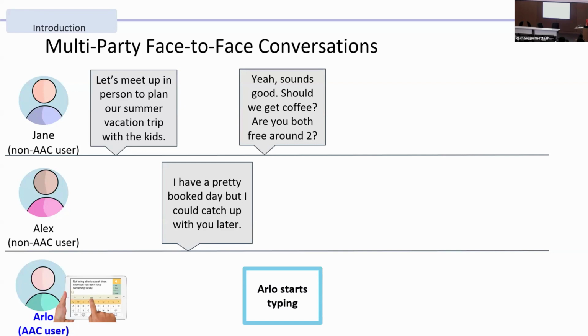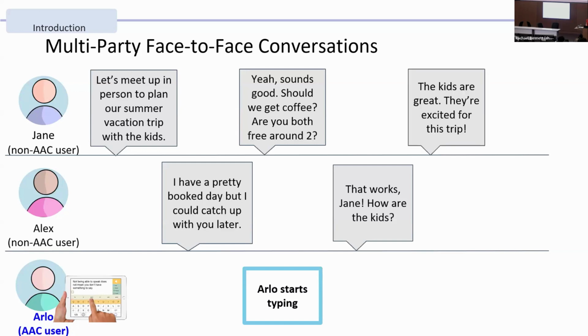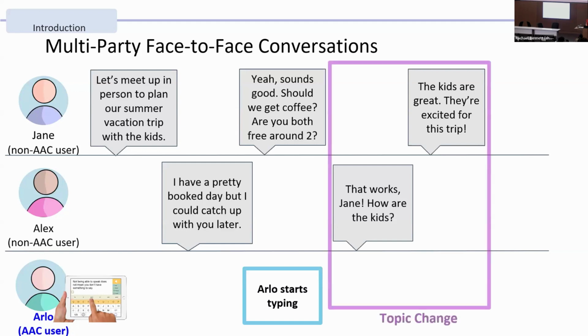What happens is that people don't pick up on this cue, and so they just move the conversation forward. Alex just responds, "Yeah, that works, Jane. How are the kids?" And Jane responds, "The kids are great. They're excited for this trip." And so we observe that there is a topic change. But Arlo finally, probably like a minute later, prepares their message and speaks it out loud and just says something like yes.